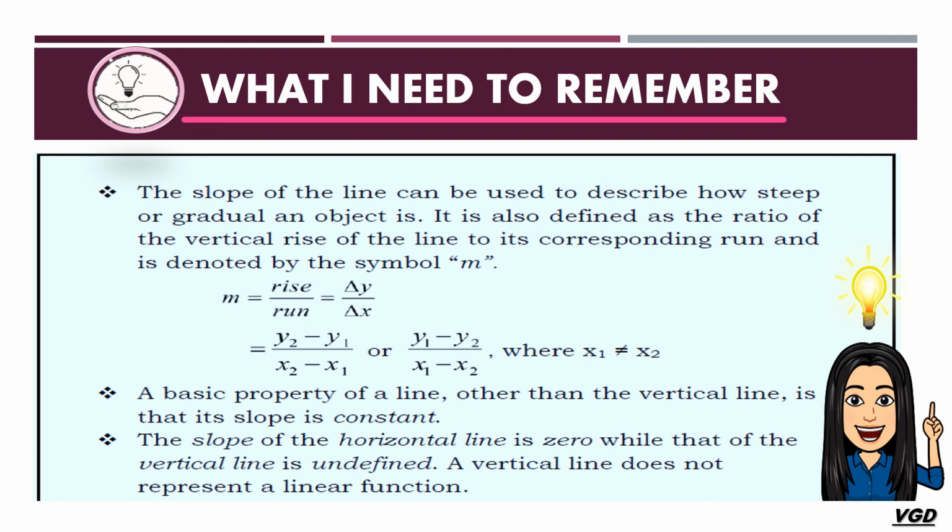Second, a basic property of a line other than the vertical line is that its slope is constant. Third, the slope of the horizontal line is 0, while that of the vertical line is undefined. A vertical line does not represent a linear function. That's why the slope is undefined.